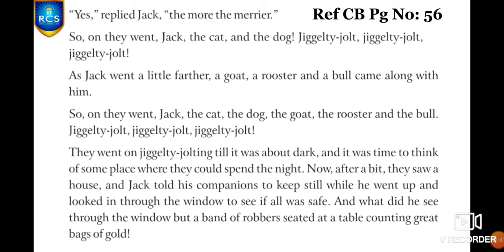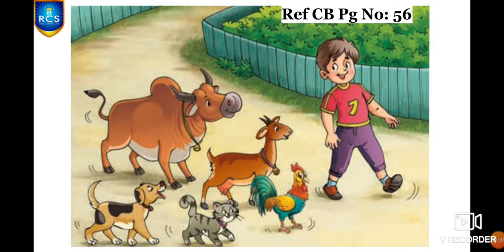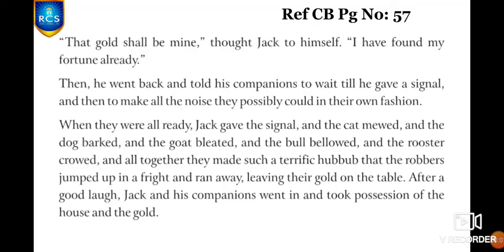And while he was looking there, he saw a band of robbers seated at a table counting great bags of gold. Now in this picture, you can see Jack walking together with his companions, that is the cat, dog, goat, rooster and the bull.